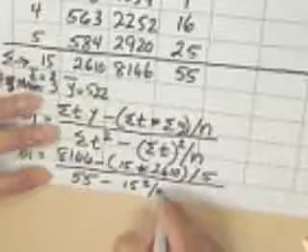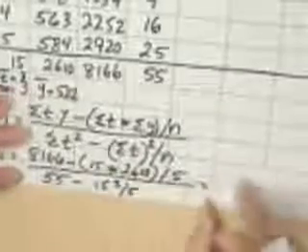N is 5. So if you go through the math here, the numerator will end up being 8166 minus 39,150 divided by 5.